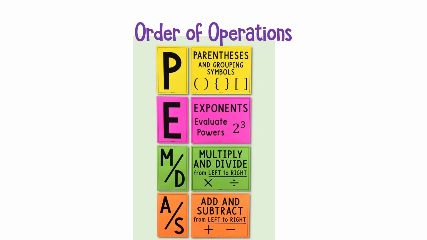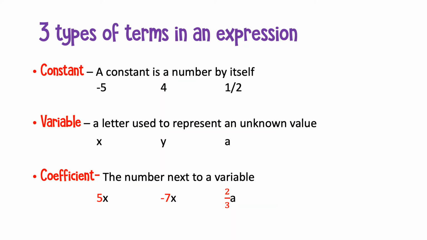Now remember that this is from left to right, so if division comes first, you divide first. If multiplication comes first, you're going to multiply first. The last step would be to do the addition or subtraction. Again, if subtraction comes first, you're going to do the subtraction first, and etc. with addition. There are three types of terms in an expression.